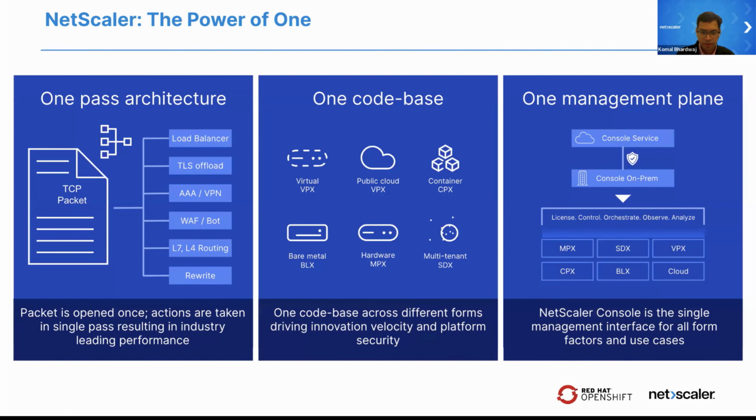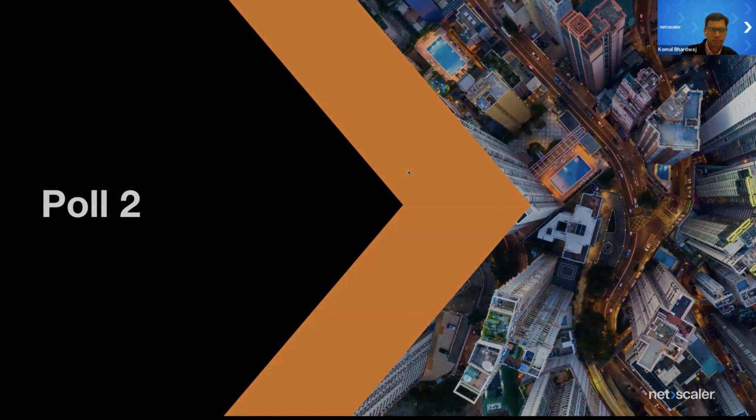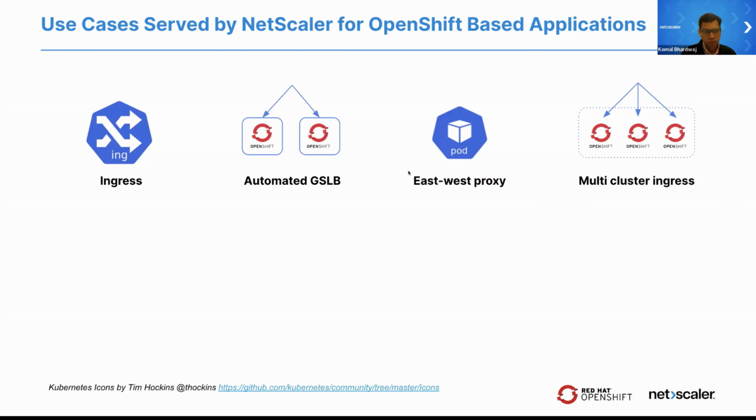Okay, so the main use cases that NetScaler serves for OpenShift are these four, and we have seen that the customer journey starts from the left-hand side, and then some of our really advanced customers have started using NetScaler for the rightmost use case, which is multi-cluster ingress.